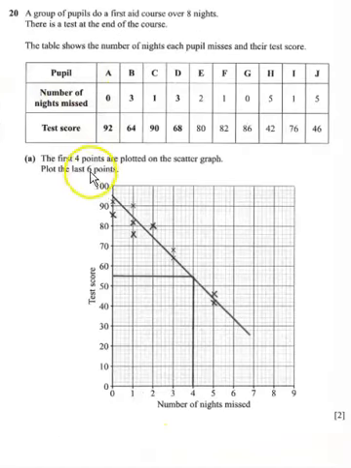So for question 20, it's a scatter graph question. You can see that these in bold have been plotted. These were plotted for you in the question, and the rest of them you had to plot yourself. So that's what we've done. You can see the number of nights missed was the x-axis here, and test score was the y-axis. So for E, it would be 2 across and 80 up. 2 across and 80 up, and you just keep plotting them like that.